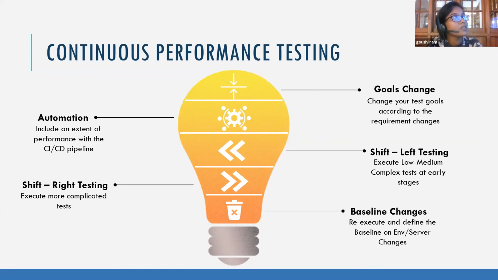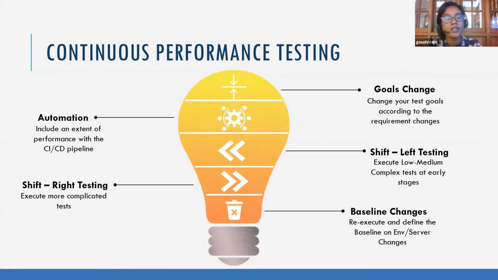So the first thing is the goals change. As your requirements change, your test goals also change. What I mean by test goals is your success criteria or your objectives of your performance test also change. So within your continuous performance test implementation, you need to be able to implement these changes successfully. Most of the performance test solutions allow us to implement these success criteria easily and configure them simply within our test scripts. So the next important thing is automation.